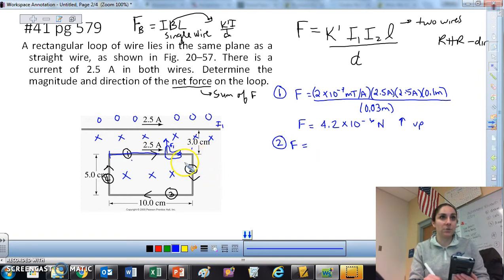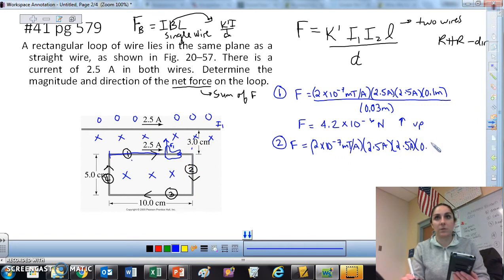At location number 2, we have the following setup. We have K prime, which is 2 times 10 to the negative 7 meters Tesla over amps. I have current 1, current 2. Now the length of the wire, in this case, is 5 centimeters, converted right into meters.